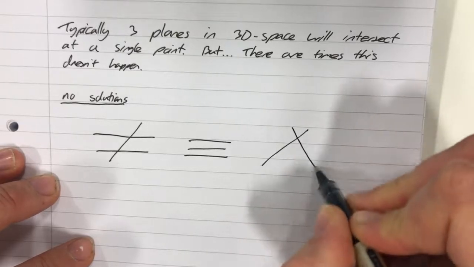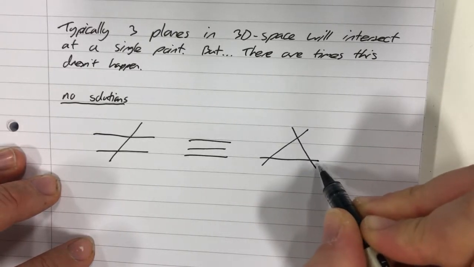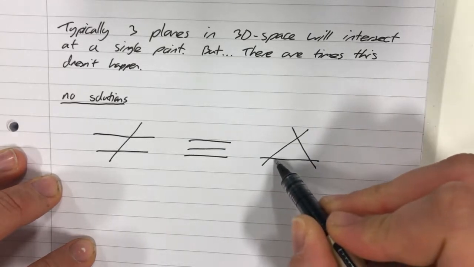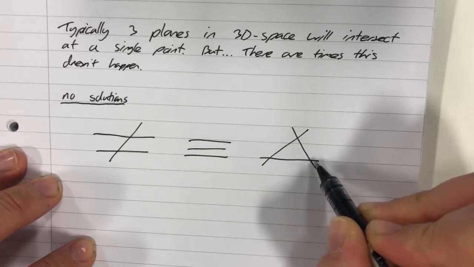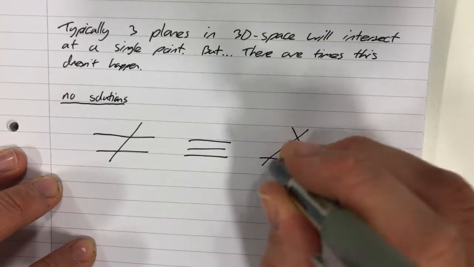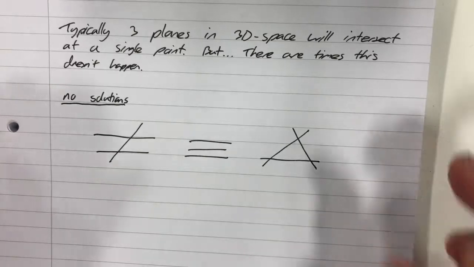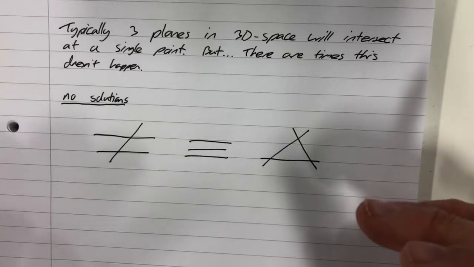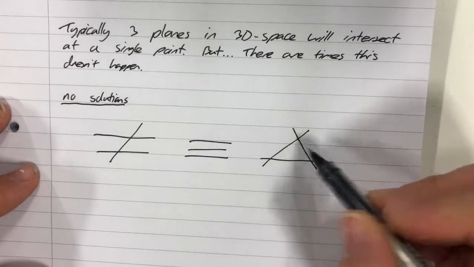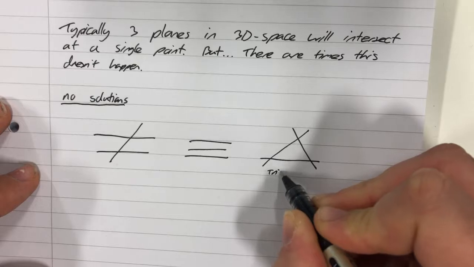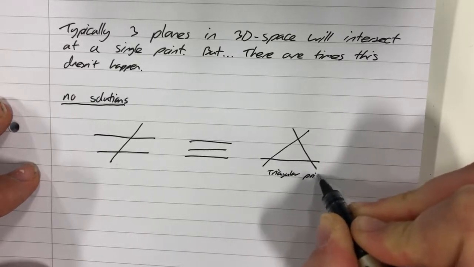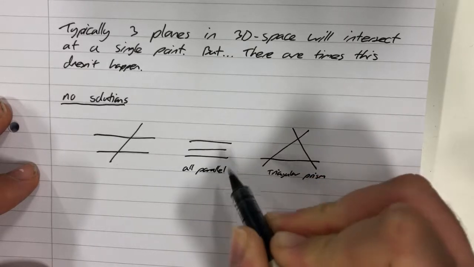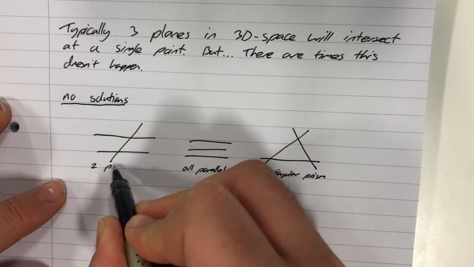Or they could form what's called a triangular prism. So this plane intersects this plane along a line, this plane intersects this plane along a line, and this plane intersects this plane along a line, but all 3 lines are all parallel to each other. And I'm drawing these diagrams, but they are very much a cross-section of the planes. Okay. So yeah, these form a triangular prism. These are all parallel, and these 2 are parallel.